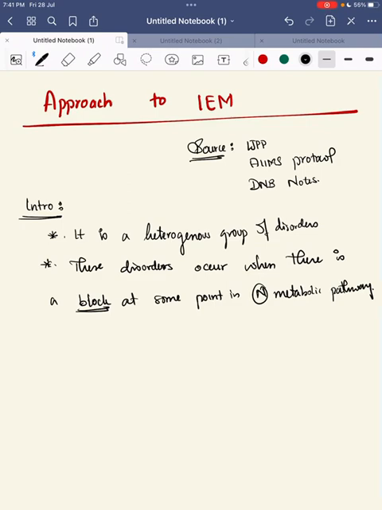This can occur due to mutations in DNA. Next, according to Garrod's hypothesis, we can see the type of presentation. It can be any one of three types: an intoxication type, a deficiency type, or a storage type.